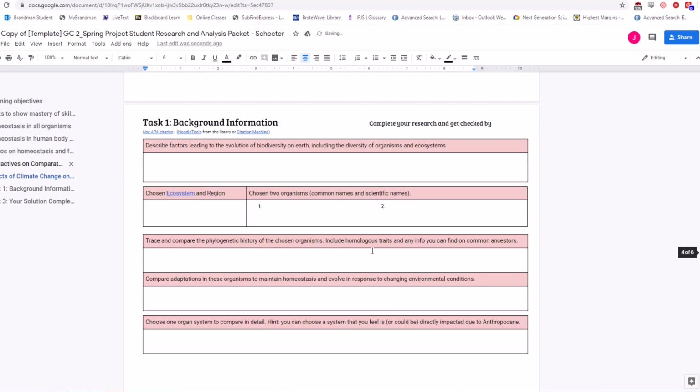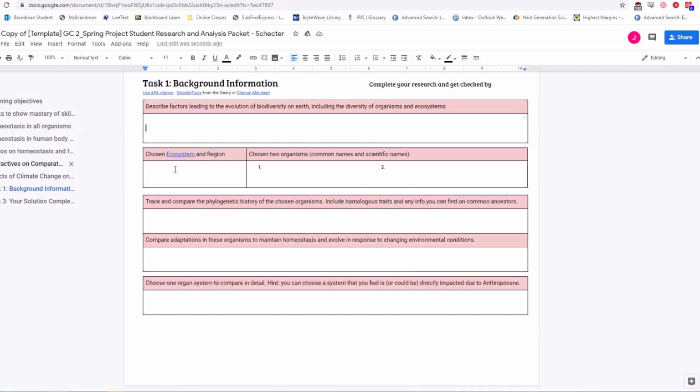Now, task 1, background information. This is kind of a review of in-class concepts and kind of just verifying what you know and also getting your background information ready. So this first part is a callback to evolution. How does evolution lead to biodiversity on Earth? Talk about that concept just real quick, just demonstrate you understand it.